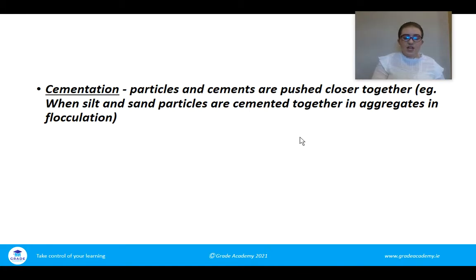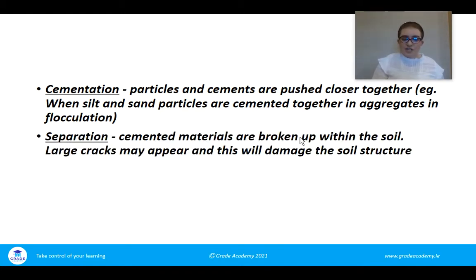Okay. So just a few definitions here. So cementation, so to cement something together is to stick it together. So cementation is where particles and cements are pushed close together. So cementation can occur where you have pressure from animals or machinery pushing down on the soil over a long period of time. You're pushing the particles together. That is cementation. Separation is another one where you have the particles breaking up.